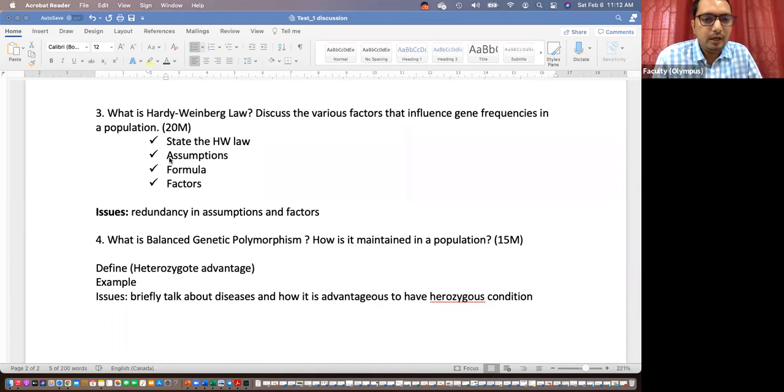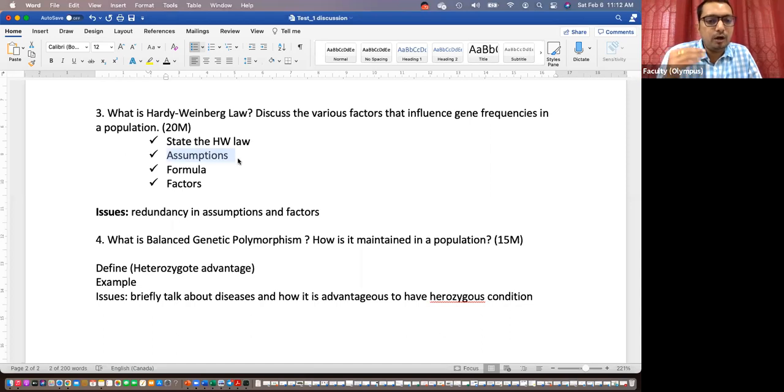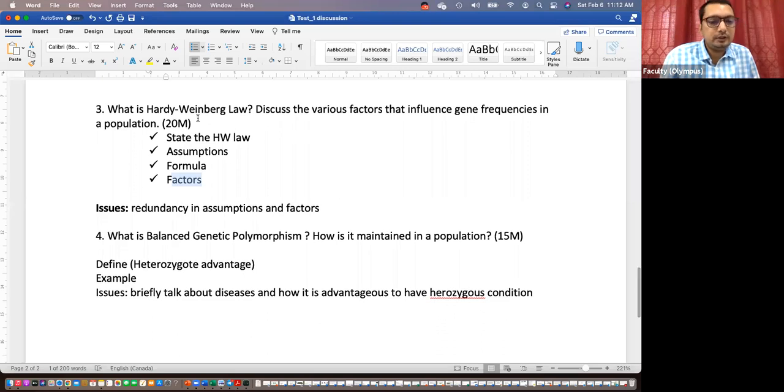So state the law, and very important are the assumptions. Under what assumptions does it work? One mistake I have seen, just like the other example I talked to you about, is that students are repeating the same information in assumptions and factors. Assumptions have to be very, very brief. Either you put it under the statement of the law, but we're talking about 20 marker questions. You have enough room. You're writing on 4 sides of the page. So what you do here is briefly state the assumptions. Under these assumptions it works. And then factors, discuss the factors in detail.